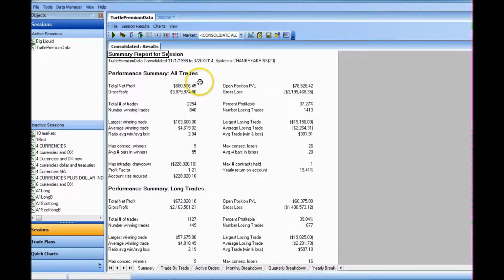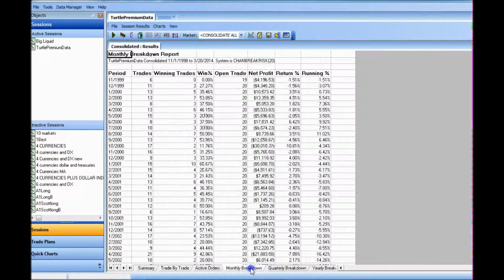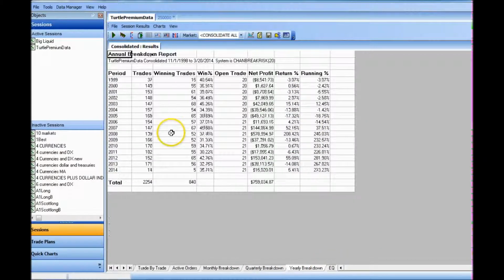And you can see going back to that time frame, we made about $680,000 on 2,200 trades, 37% profitable. You could see the trade by trade results and analyze every trade. Here's our trade profit or loss, our running profit or loss. We can see the results on a monthly level, annually.